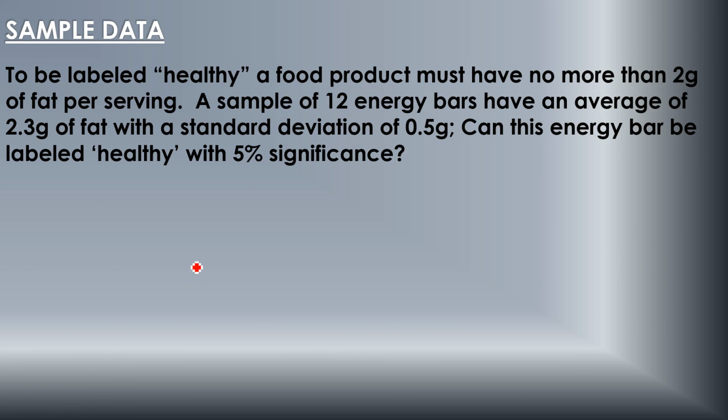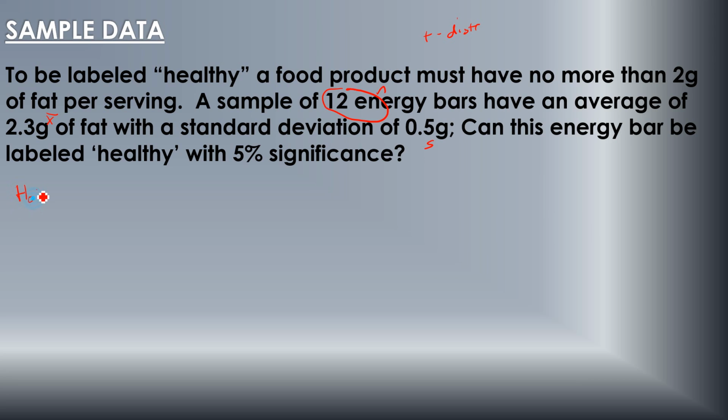Let's do another. To be labeled healthy, a food product must have no more than 2 grams of fat per serving. A sample of 12 energy bars. All right, so this is our N. So we're using the T distribution. Have an average of 2.3 grams of fat with a standard deviation of 0.5 grams. Can this energy bar be labeled healthy? Okay, so this is our X bar. And over here, this is our S.